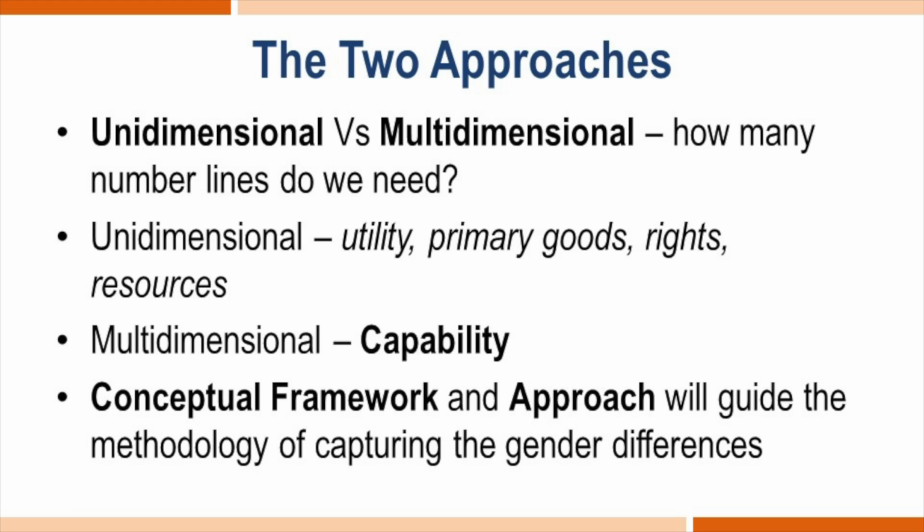If you have only one number line, then it is unidimensional, and if we have more than one line, then it is multidimensional. We can think about the different theoretical perspectives that we have just discussed in terms of dimensions. For instance, utility can be unidimensional. One line will be fine to measure different persons' utility. So therefore it is unidimensional.